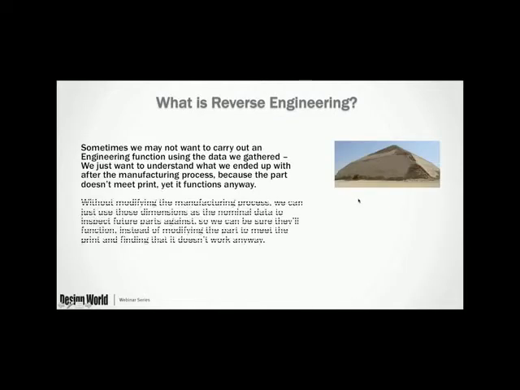Sometimes we may not want to carry out an engineering function using the data we've gathered. We just want to understand what we ended up with after the manufacturing process because the part doesn't meet print, yet it functions anyway, or vice versa in some cases. Without modifying the manufacturing process, we can just use those dimensions as the design data to inspect future parts against so we can be sure they'll function, rather than modifying the part to meet the print and finding that it doesn't work anyway.